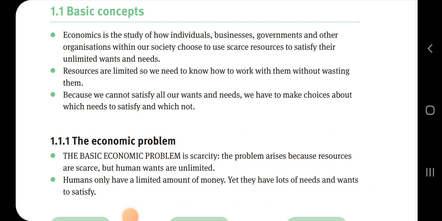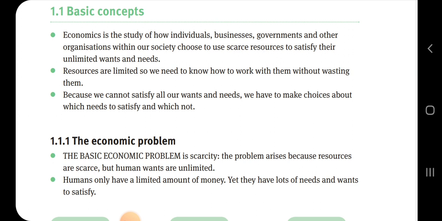So what is economics? Economics is a study of how individuals, businesses, governments, and other organizations within our society choose to use scarce resources to satisfy their unlimited wants and needs. So that is what economics is: the study of how the limited resources that we have on earth can be best used by individuals, businesses, government, and other organizations in society to satisfy their unlimited needs and wants.